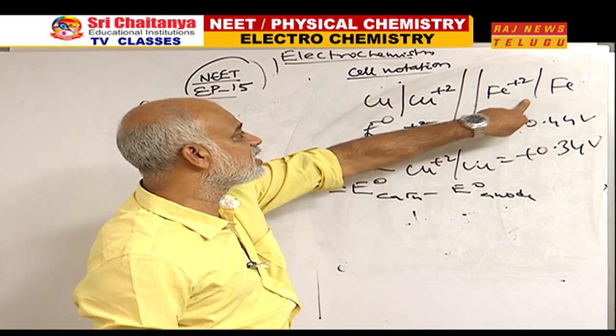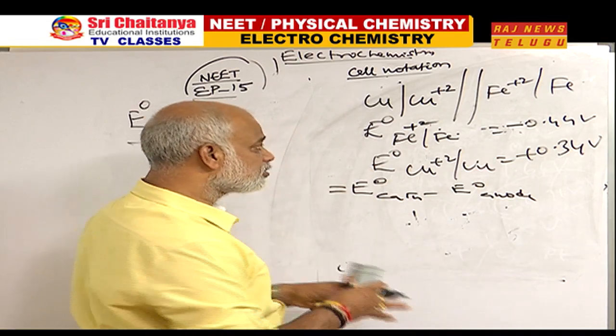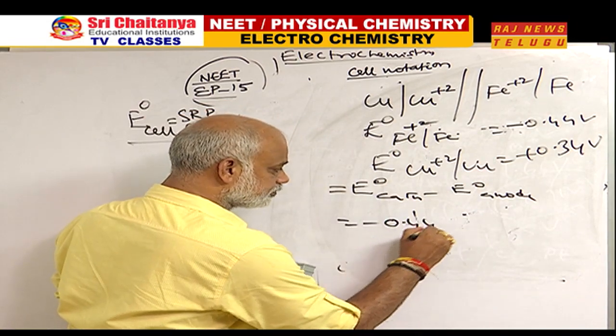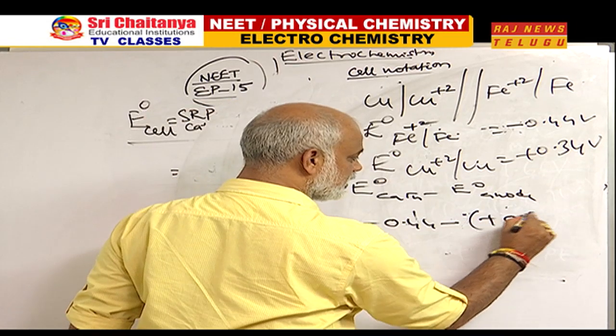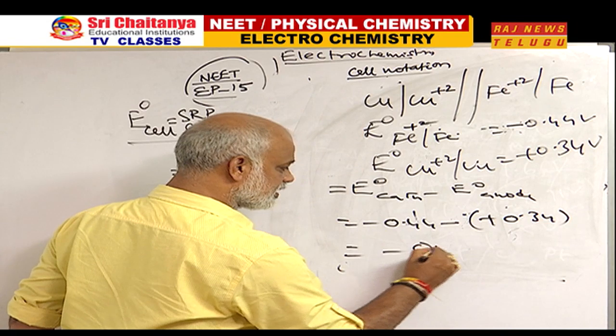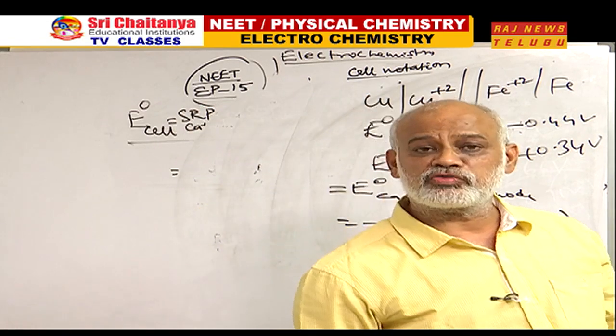Second, cathode minus anode. What is cathode here? He gave cathode to be iron. So, I have no other go. I have to take it to be iron. Minus of. What is anode? Copper. Plus 0.34. What is my answer? Minus 0.78. Oh, I got a negative value.